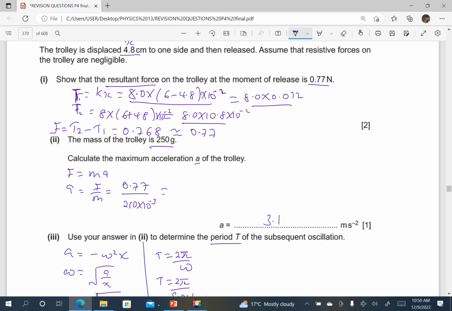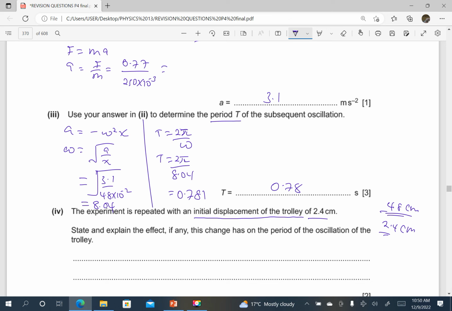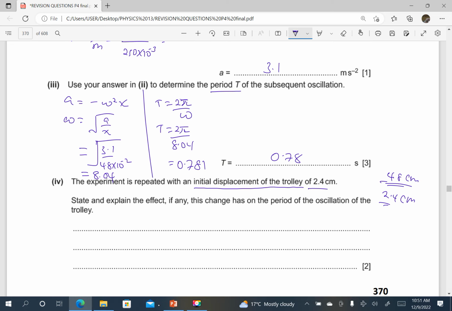Since the displacement has been halved, and we know that displacement is directly proportional to the force, the force is going to be halved. When the force is halved, the acceleration is also halved. When the acceleration is halved, we are seeing that omega squared is directly proportional to A, so A is going to be reduced. State and explain the effect, if any, this change has on the period of the oscillations of the trolley. Although the resultant force is halved, the displacement x is also halved. And if the displacement is halved, then we are going to have the same period of time. We are going to have the same value of T.